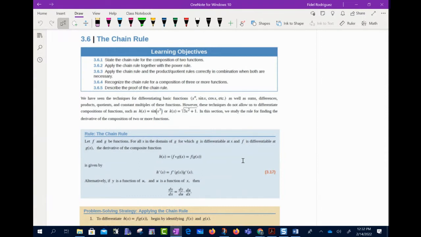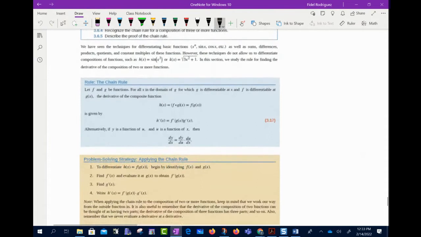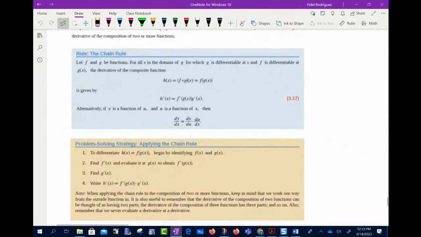Okay. So for 3.6, what we're going to do is the chain rule for the composition of two functions. We're going to apply the chain rule together with the power rule. We'll do the chain rule with the product and quotient rules. And let's see, recognize the chain rule for a composition of three or more functions. We're not really going to go through the proof of it, y'all, but we're going to go through some of these things here. Okay, so let me zoom in a little bit so y'all can see a little bit better.